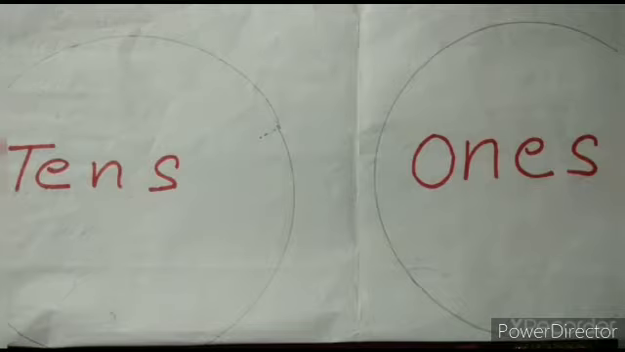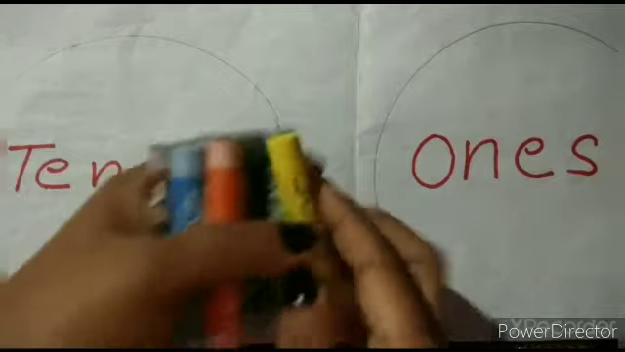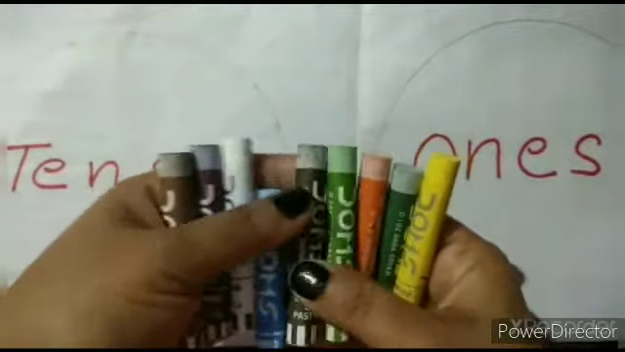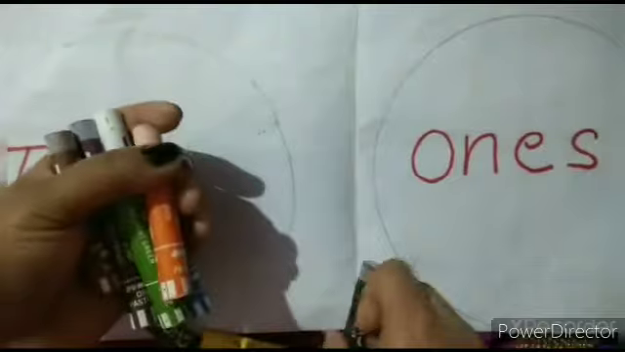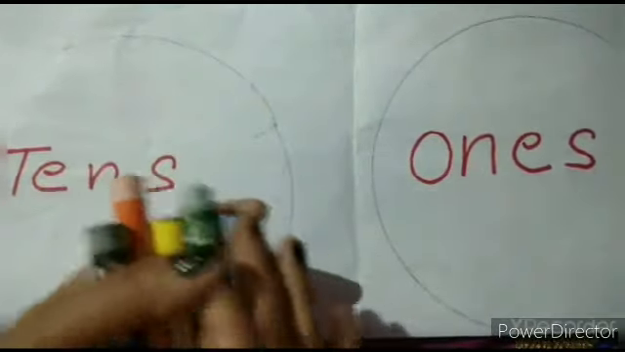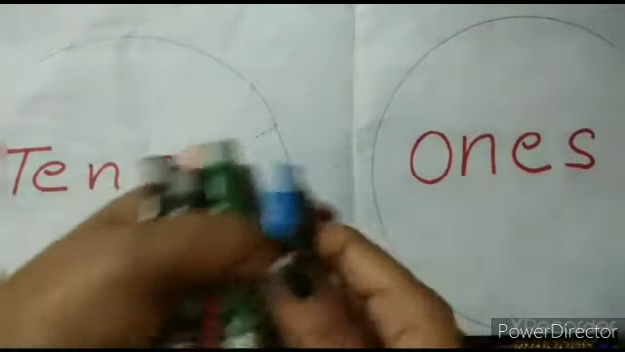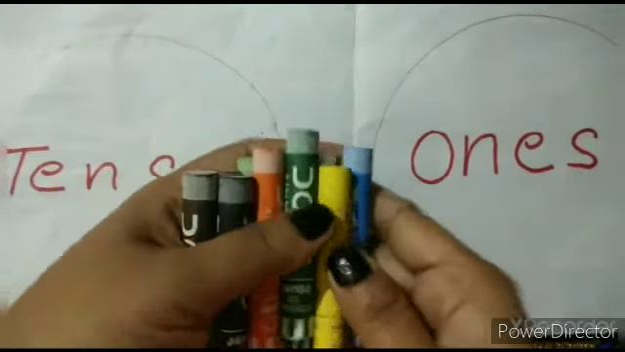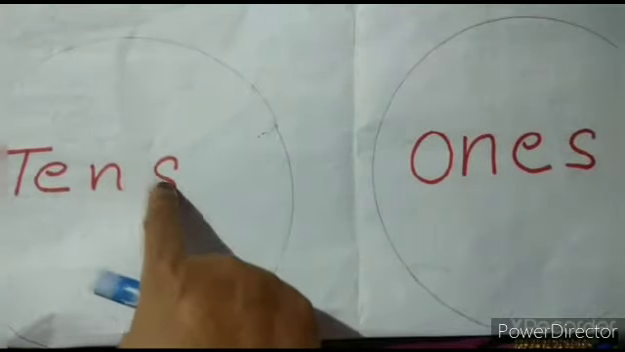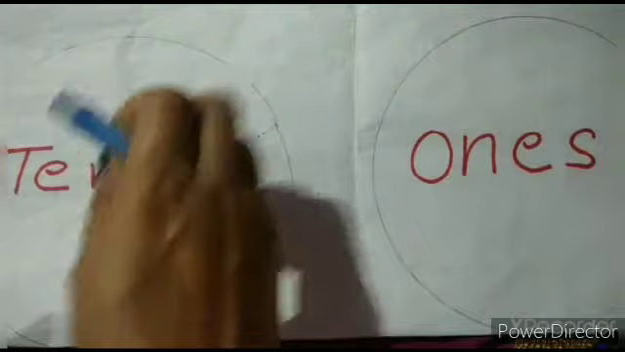To make the children understand the concept very clearly, you may play this game in a very interesting way. Here, I am going to use some color pencils. So, ask the children to count 10 of these and keep them in this circle.